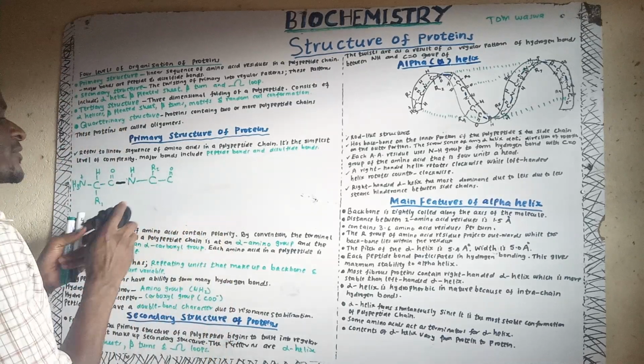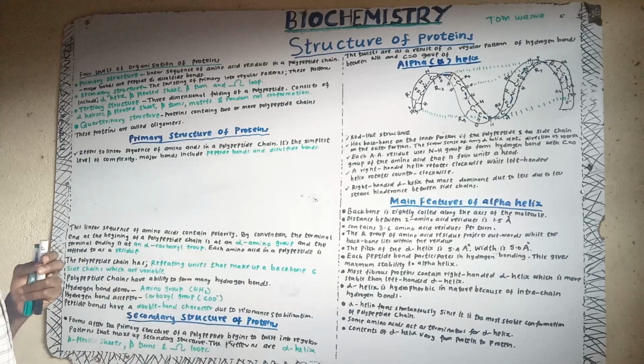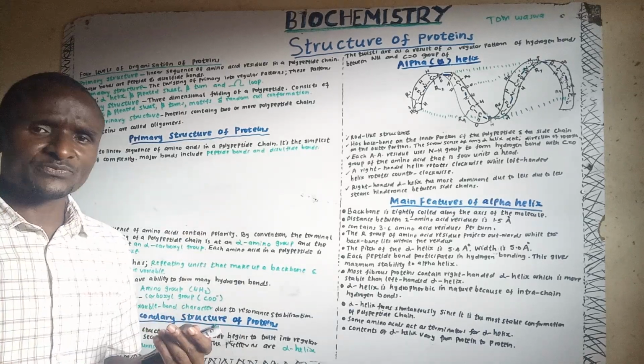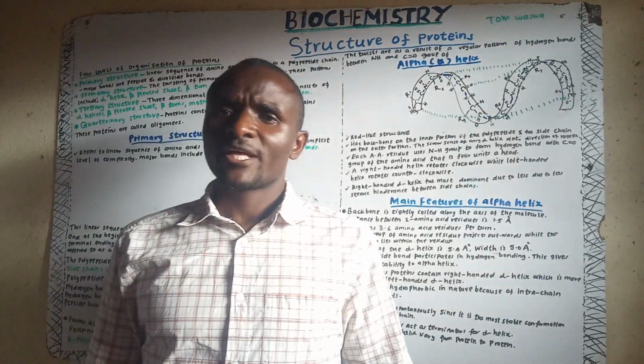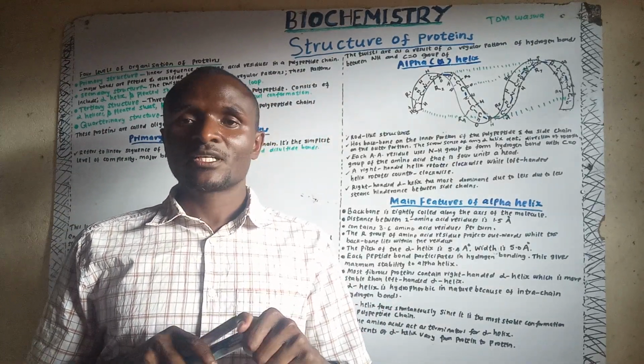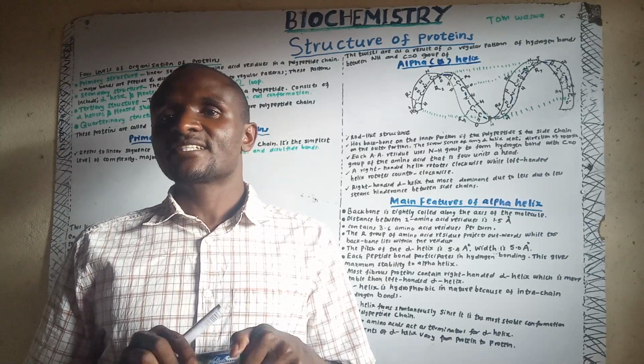Previously we were looking at peptides, and we said that peptides refer to two or more amino acid residues that are linked together by peptide bonds. So peptides are the same as proteins. In the previous video, we also looked at the formation of peptides, so we are not going to look at it in detail.